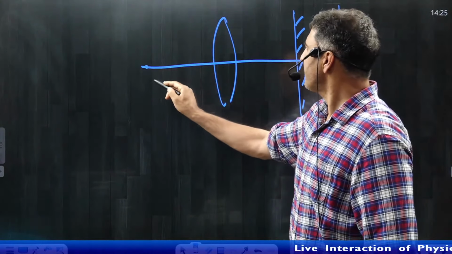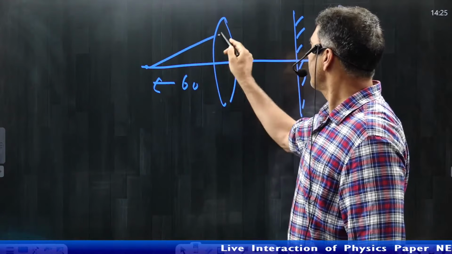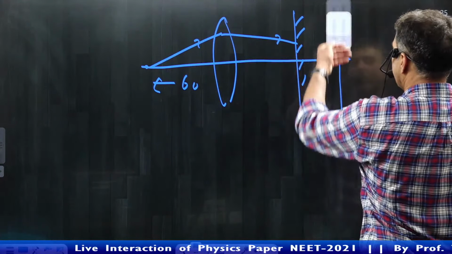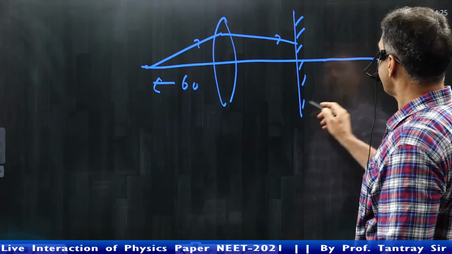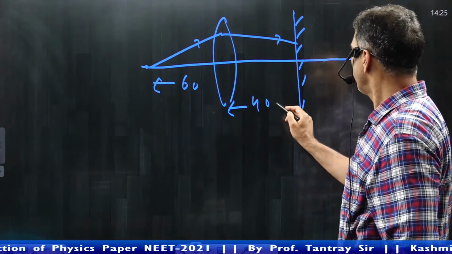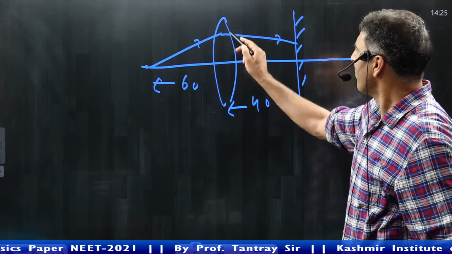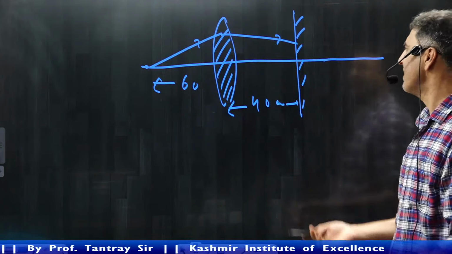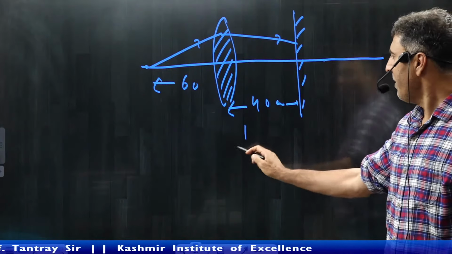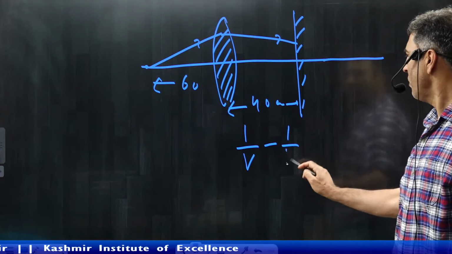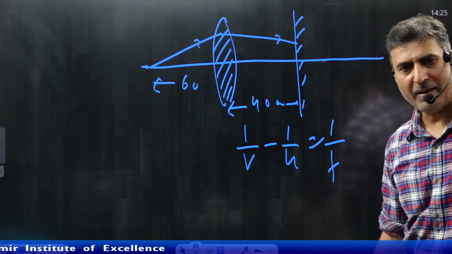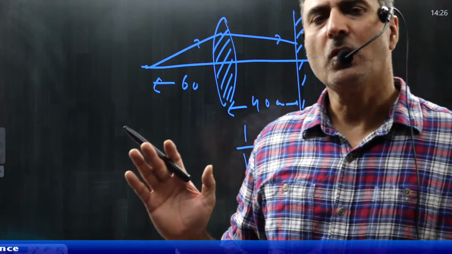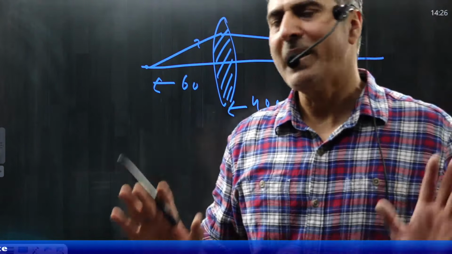This is the object at 60. This falls here. This is 40 centimeters. I want to find where this lens forms the image. If it forms here or here, let me see. Where it forms the image. 1 by V minus 1 by U is equal to 1 by F is the lens formula.